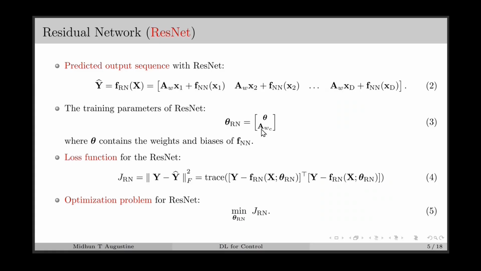Now the loss function for ResNet can be the prediction error, which is like y minus y hat. And the optimization problem for ResNet will be to find the optimal value of the parameters theta_RN, which minimizes the loss function.